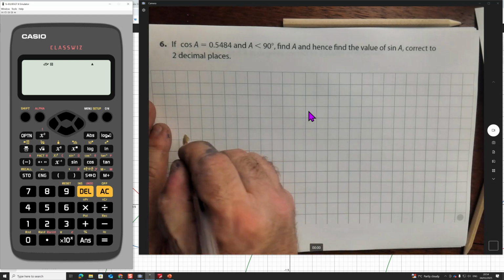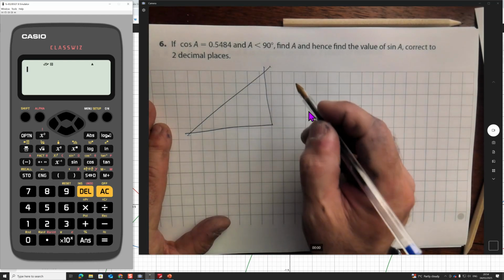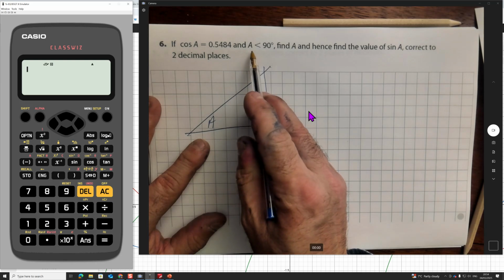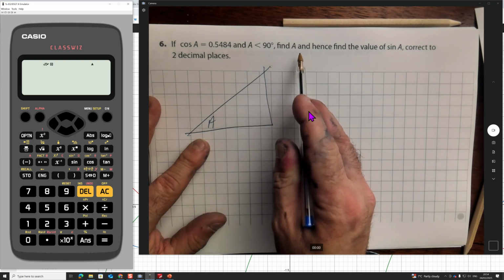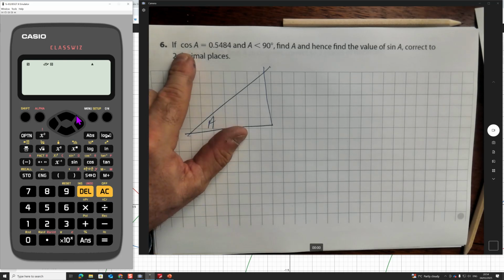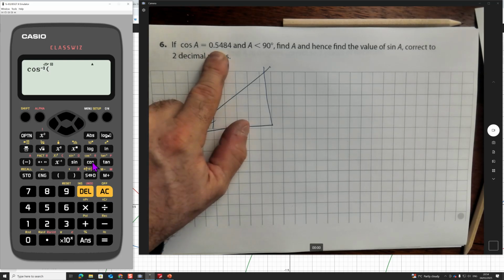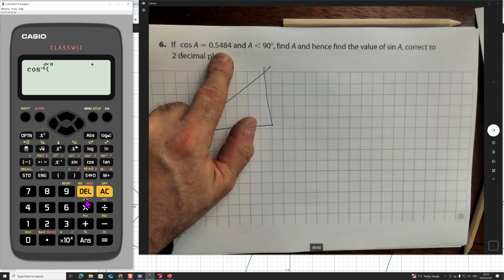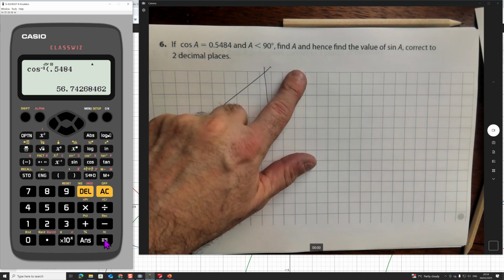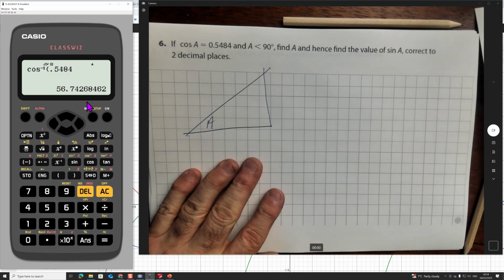So there's no diagram or anything, so the first thing we do is a picture. Let's do a picture. Cos of A is this, and A is less than 90 degrees. Find A. Well, shift cos 0.5484 equals 56 degrees, and hence find the value of sine of A.